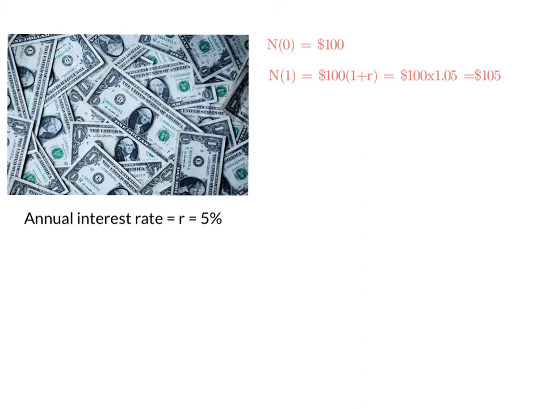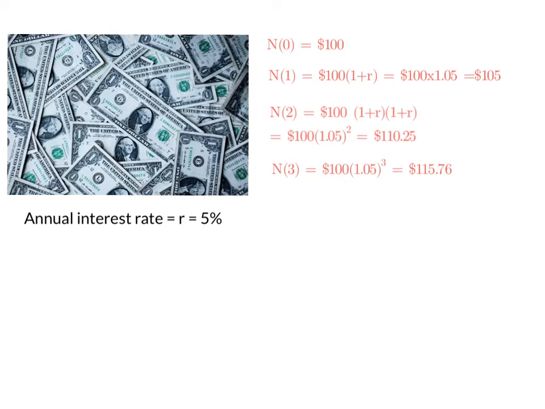Let's suppose you reinvest all of that. Well, at the end of the second year, remembering that you invested $105 at the beginning of that year, you get $105 times 1 plus R, but that's just 100 times (1 plus R) times (1 plus R). But this is just the $100 you started off with times 1.05 squared, which is $110.25 at the end of the second year.